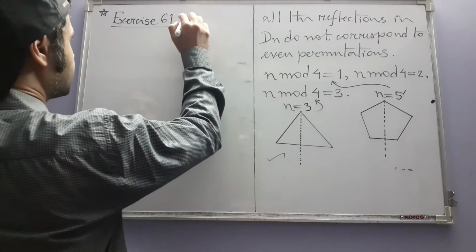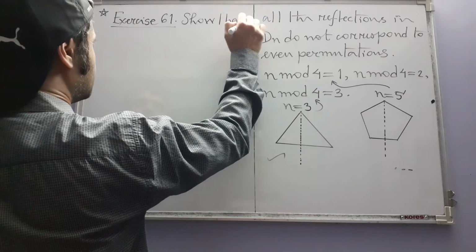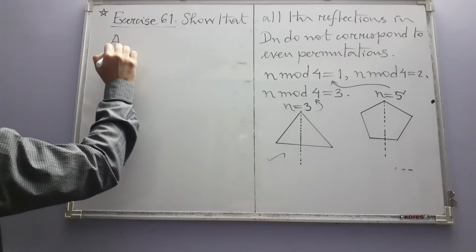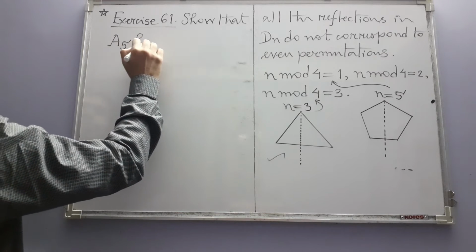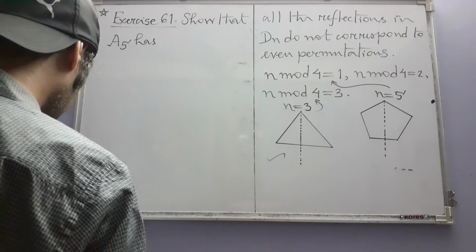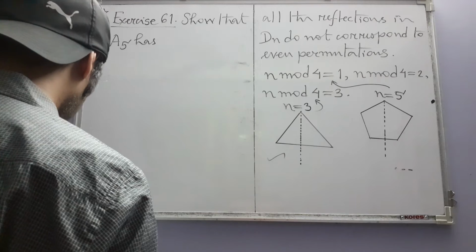Show that, yeah, this one is rather easy. You may be hearing some rumbling noises in the background. It's because of thunder and rain.